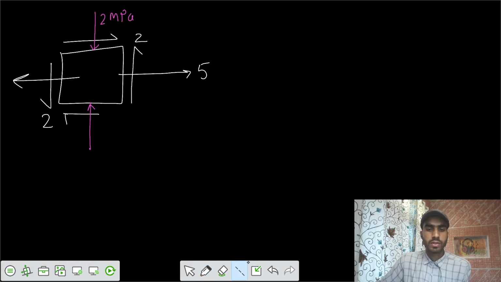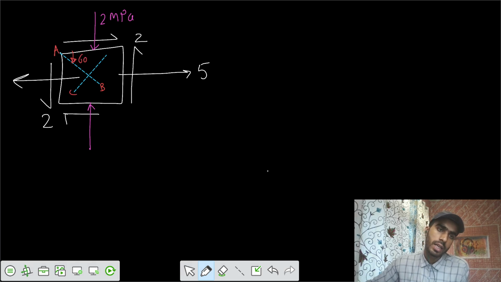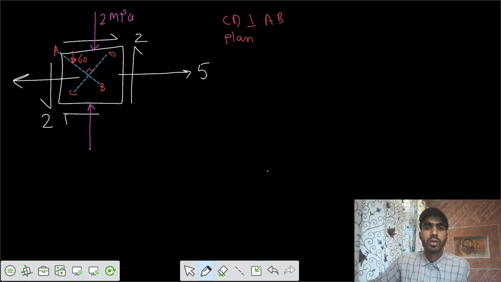So get the value of stresses on a particular plane that's called AB, and one more plane that's called CD. We have the plane AB making an angle of 60 degrees with respect to horizontal. The next plane CD is perpendicular to plane AB. So firstly, let's calculate for the plane AB.